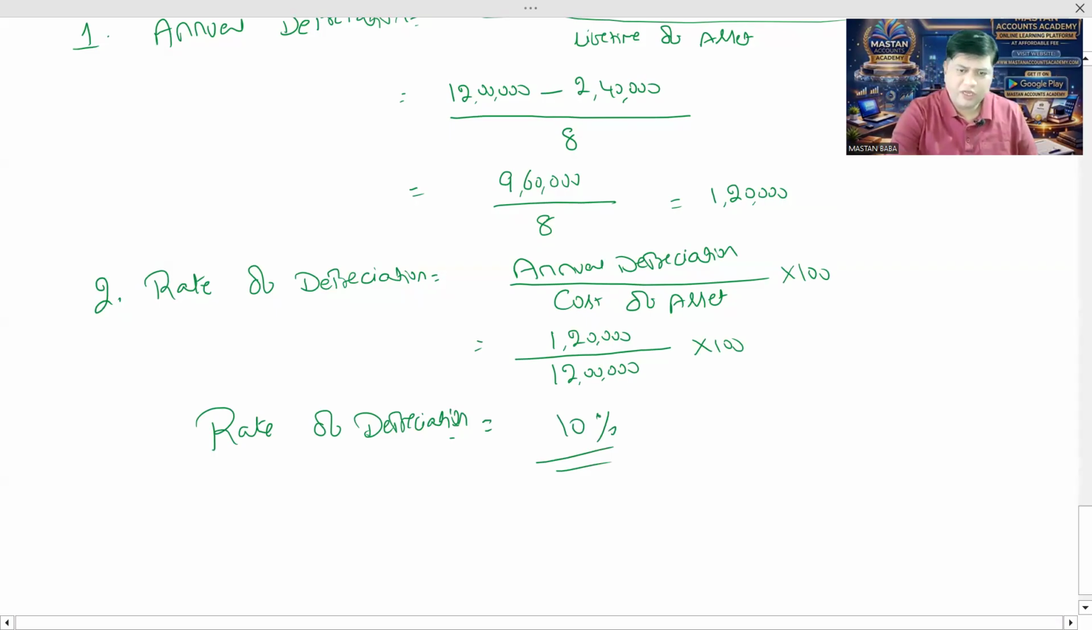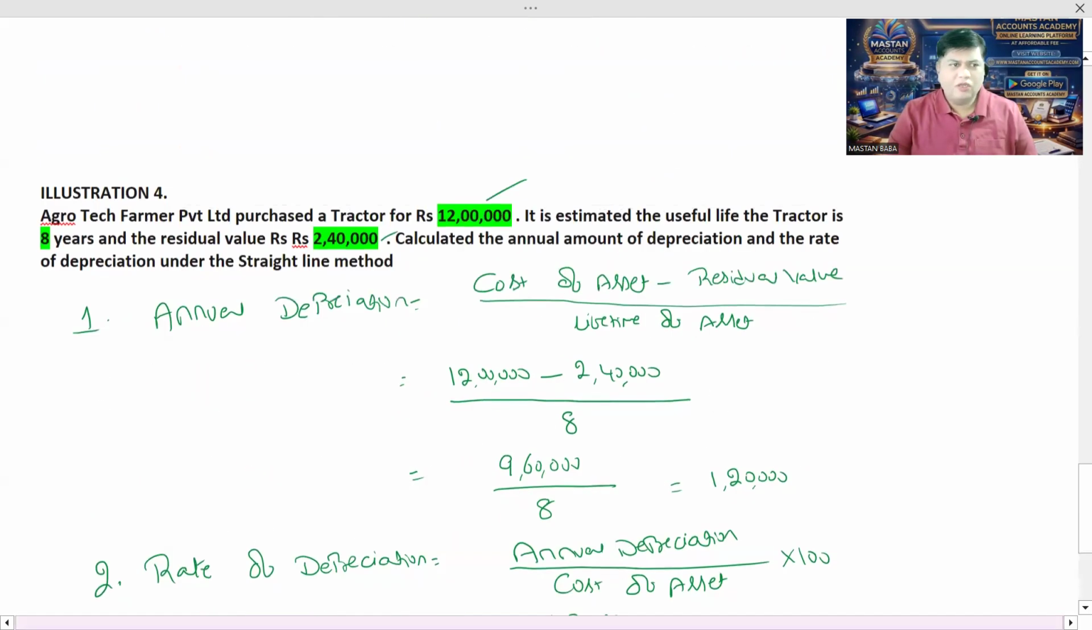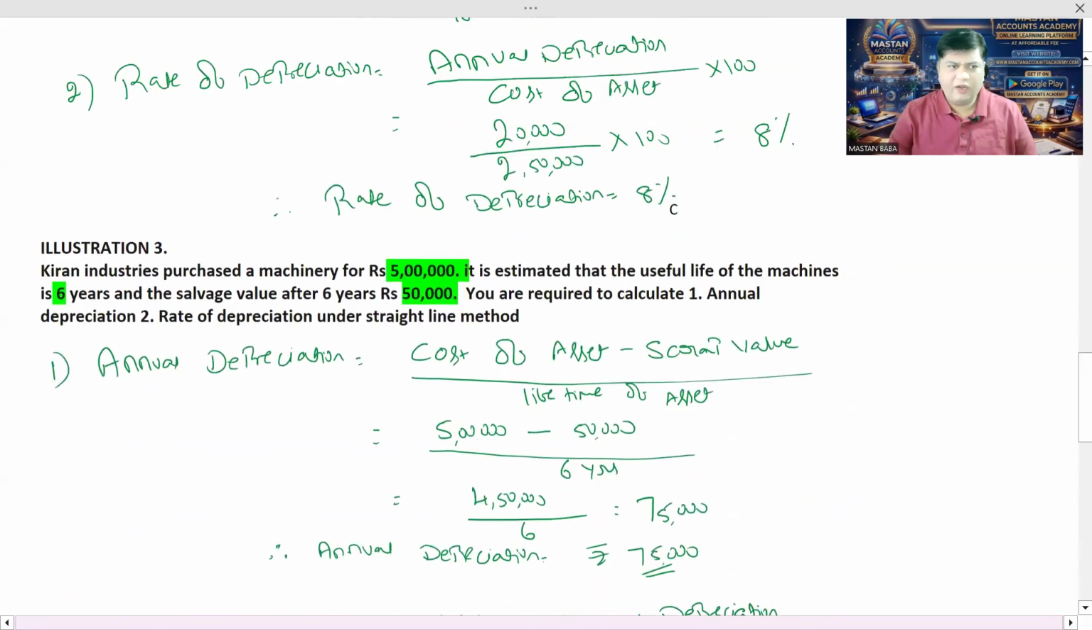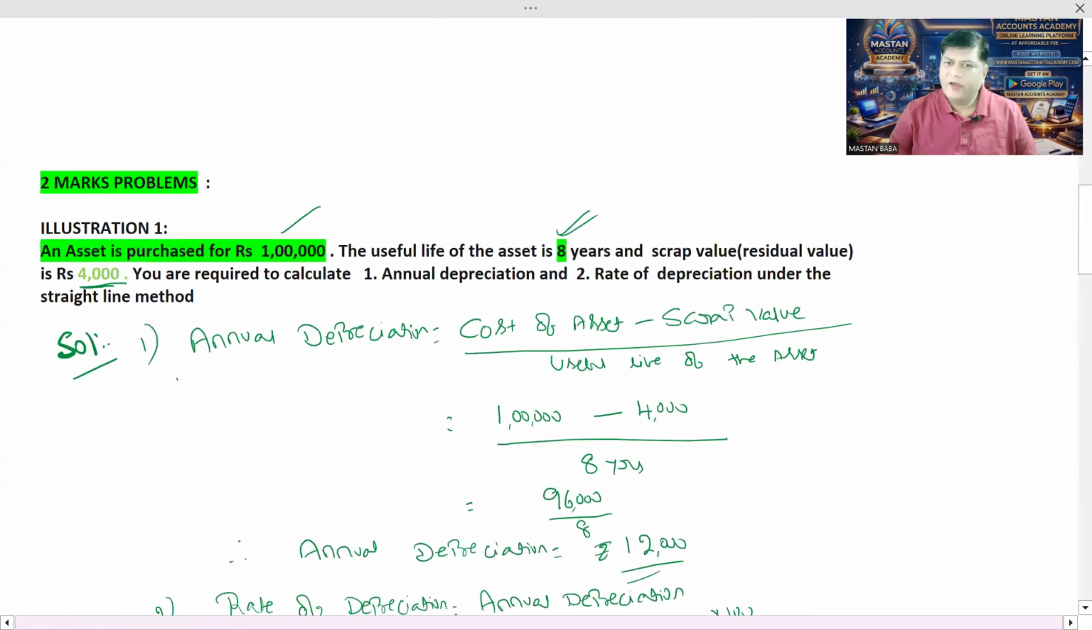So dear students, from this we have completed 2 marks. 2 marks will not be more than this. Okay? So we have calculated 4 problems on how to calculate the annual depreciation and rate of depreciation.